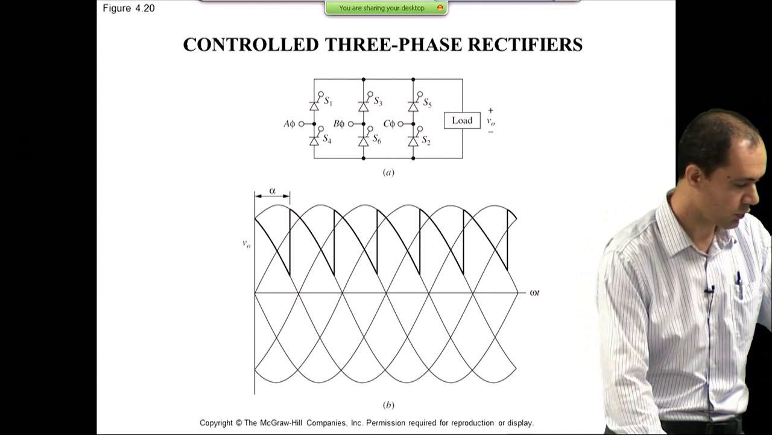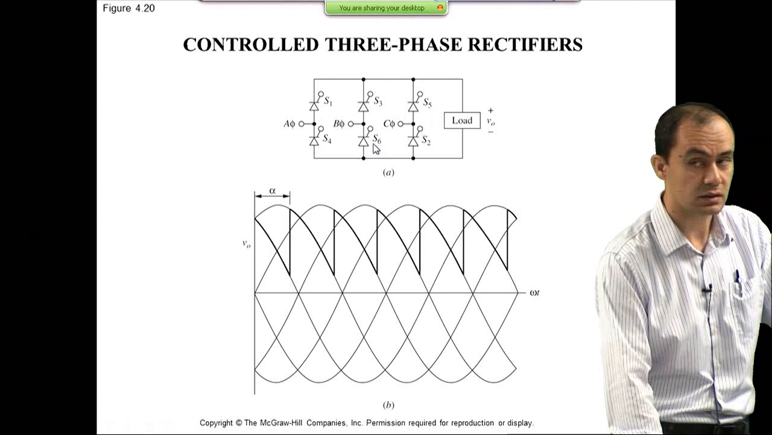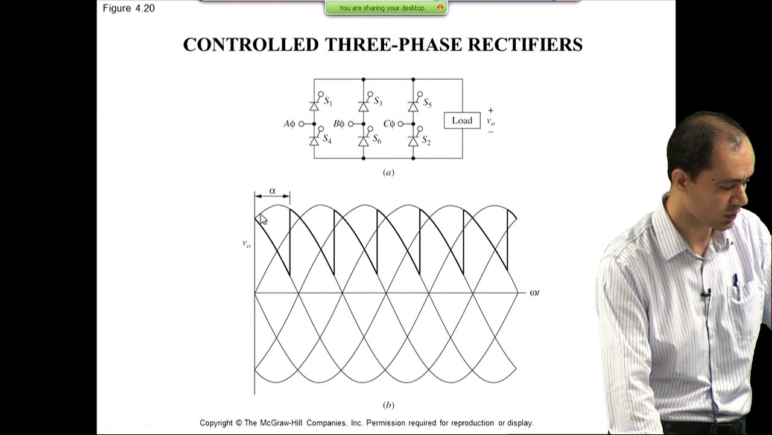So having those applications in mind, you can use SCRs instead of diodes. And then, for instance, if D1 was a diode, it would have started conduction over here, right at this point.